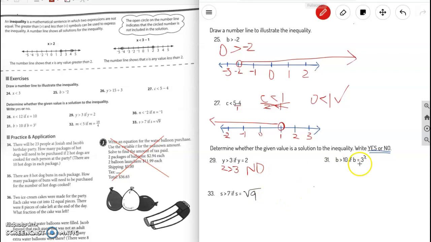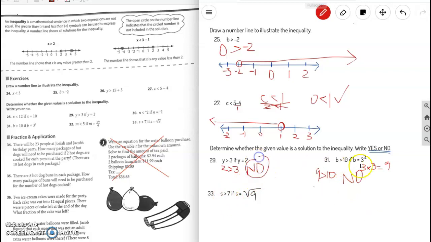Okay. 31. b is greater than 10 if b equals 3 squared. Solve that first. 3 squared is 9. So if b is 9, let's go ahead and substitute this. Is 9 greater than 10? Is this true or false? False. So you're going to write no.